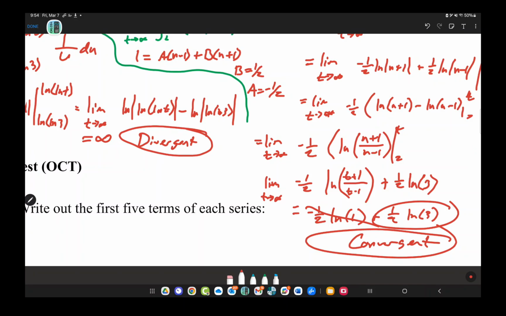What if it's not convergent? But it is converged. It is still converged. The answer they get isn't negative 1/2 natural log of 1/2.